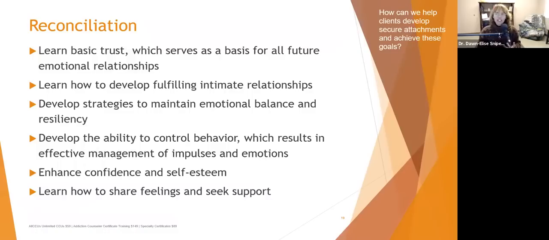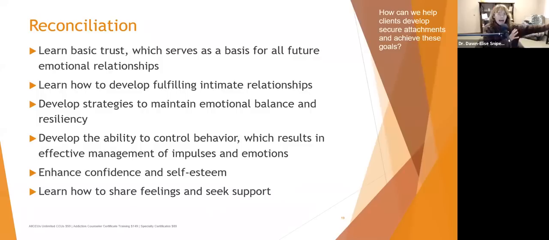Develop strategies to maintain emotional balance and resiliency. Develop the ability to control behavior, which results in effective management of impulses and emotions. DBT is great for this, helping people develop distress tolerance skills so they don't react to things. They can take a breath, get in their wise mind, and then mindfully act. Help them enhance confidence and self-esteem, and learn how to share feelings and seek support.